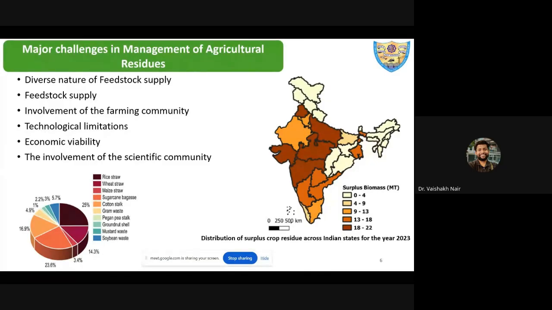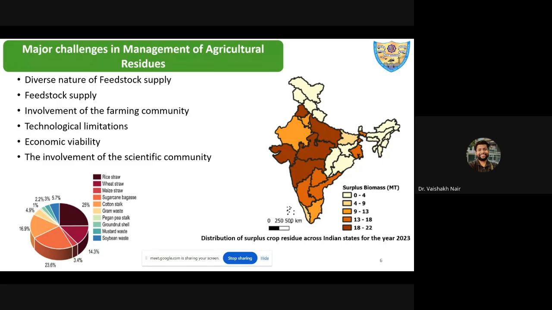Now, coming to the major challenges: the diverse nature of feedstock supply. You always have to understand that the crop residue you get in, let's say, Karnataka, of the same crop, might be different from that grown in Haryana or Punjab. The reason is that the soil type is different, the nutrients are different, and the weather conditions and moisture are different. So there will be a change in concentration. That's why you will see a range of cellulose, lignin, and hemicellulose values given. It won't be an accurate value.